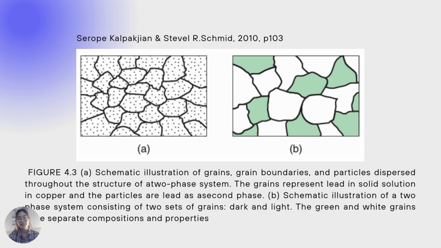This figure helps us visualize the microstructures that form in alloys. In image A, on the left, we see grains and grain boundaries representing a solid solution. For example, lead dispersed in copper. The structure is uniform, with particles evenly distributed in a single phase.